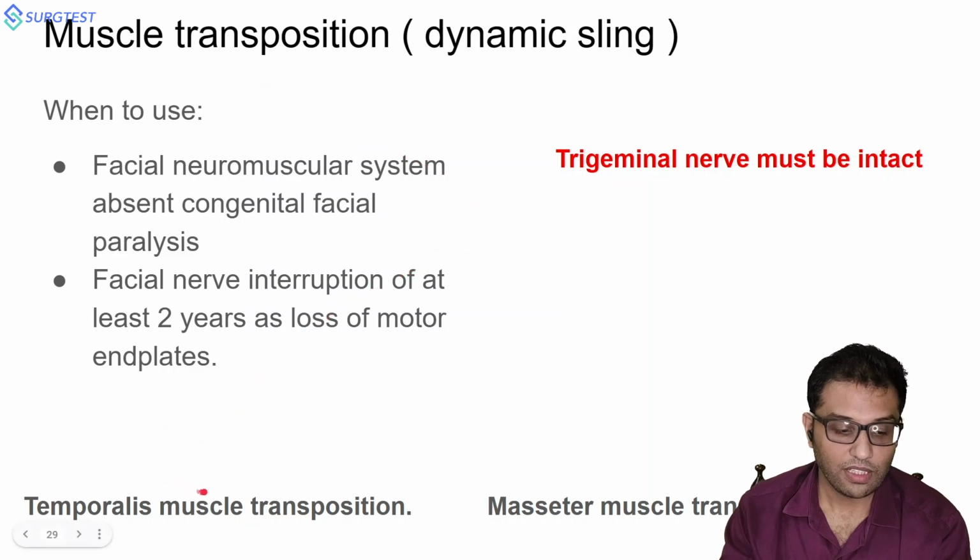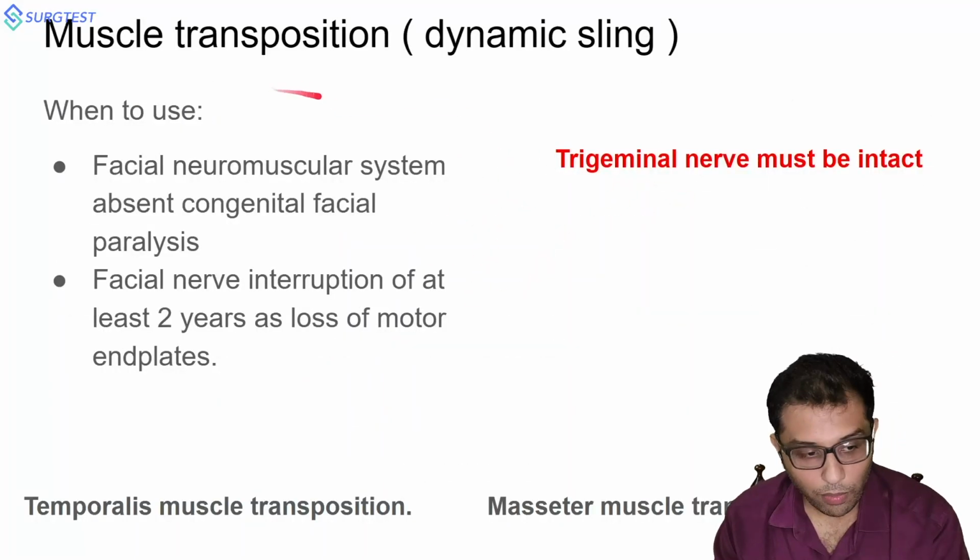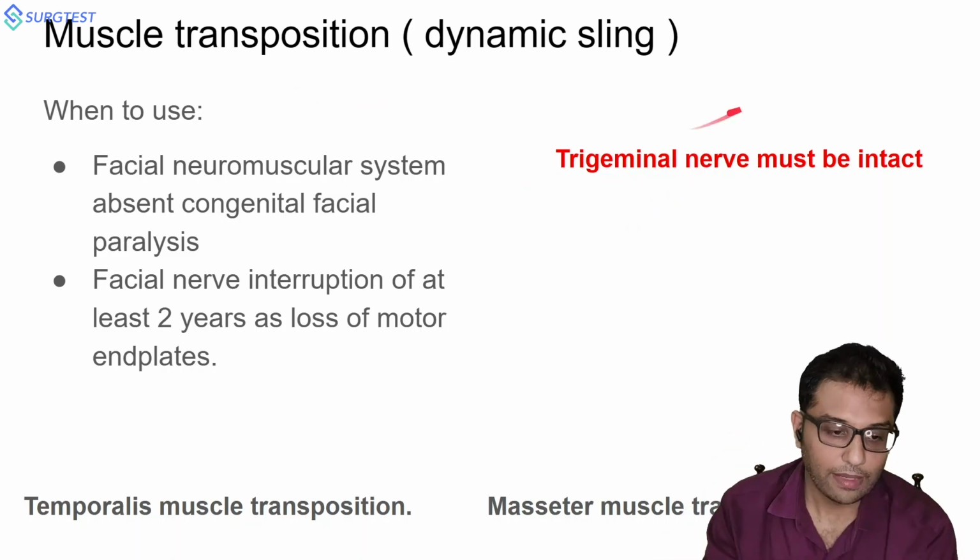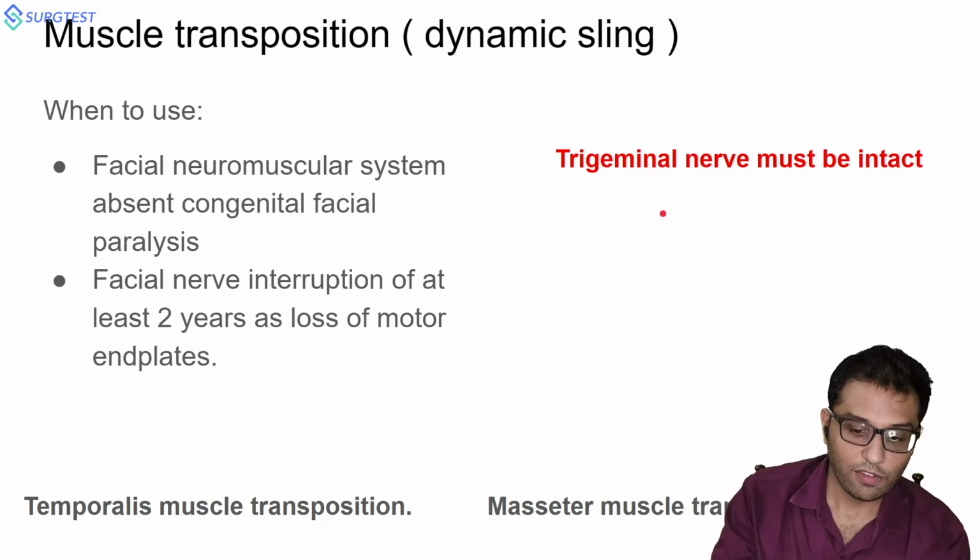Which are of two types, that is temporalis muscle transposition, which is the most commonly used technique, and the second most common is masseter muscle transposition technique. For both of these techniques to work, the trigeminal nerve must be intact. Muscle transposition techniques are also called dynamic sling techniques. You should remember that these are local muscle transposition flaps. These are not free flaps. Free flaps we'll be discussing later. So for both these muscle transposition techniques or dynamic sling techniques, the trigeminal nerve must be intact.